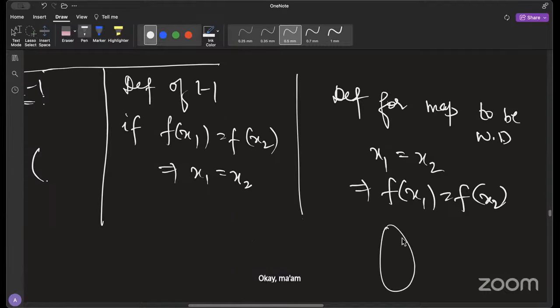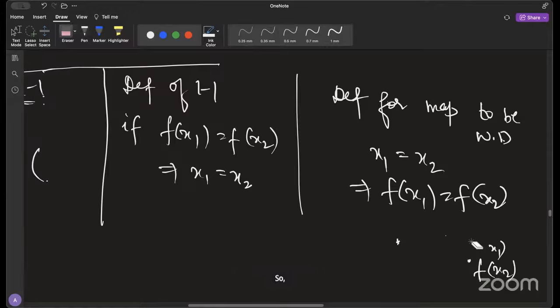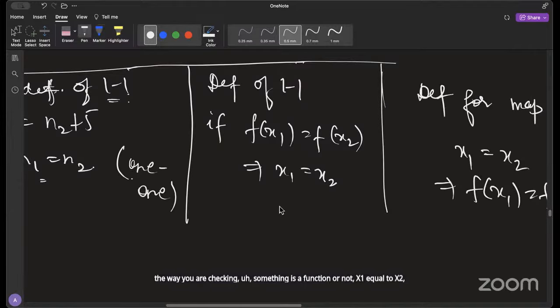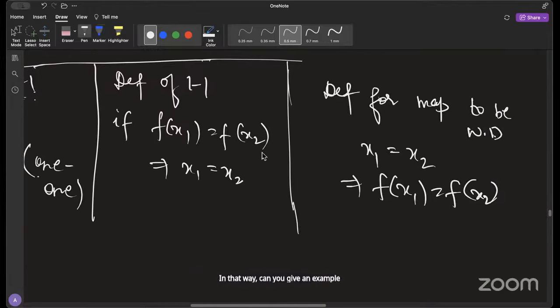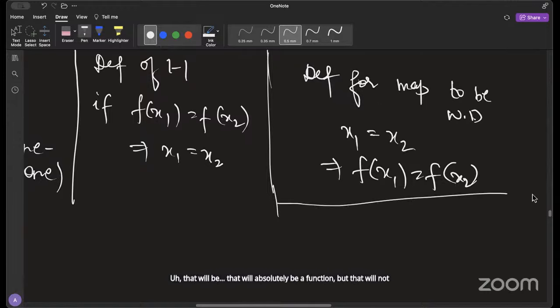It's like this is the domain. If you have x1 and x2 as the same, then the images should not be different. f(x1) and f(x2) should not be different. Now, if this happens, then it's not even a function, right? Ma'am, is there any example where something will absolutely be a function, but will not be one-to-one?